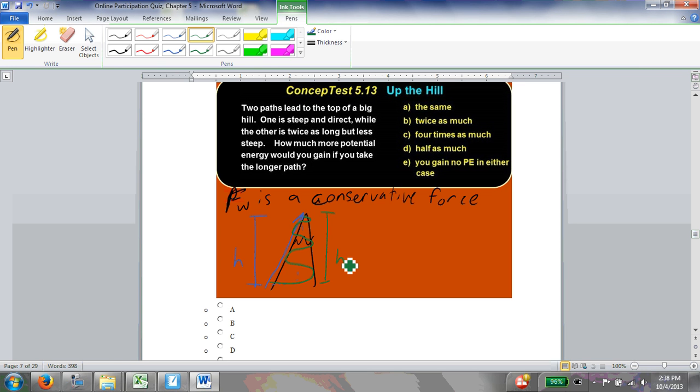It doesn't matter which path I take, I'm still gaining the same amount of potential energy. So the answer here is A, the same. Now, I'm requiring more energy to go up the circuitous path because I have a non-conservative force acting on me, the force of friction. That acts over a longer distance, taking the green path here, because frictional forces are non-conservative and they don't conserve energy. The answer here is A, the same.